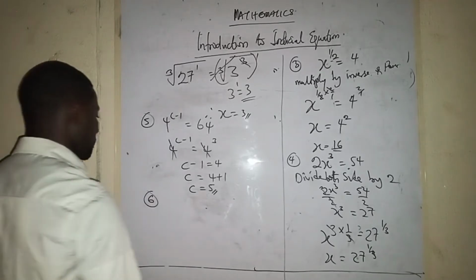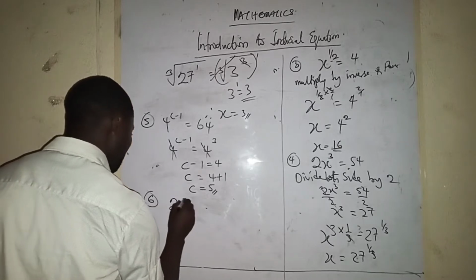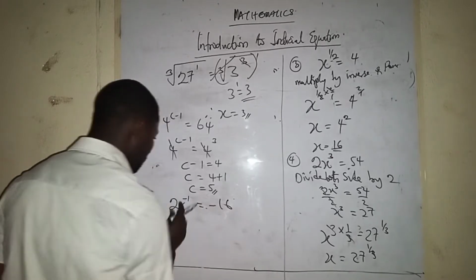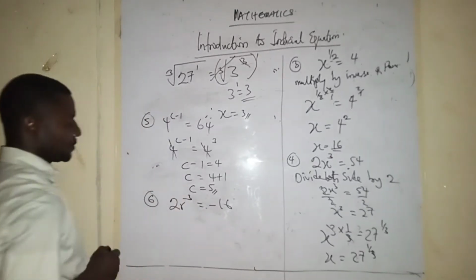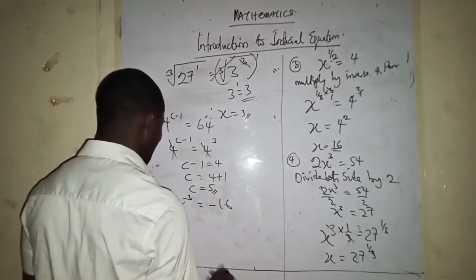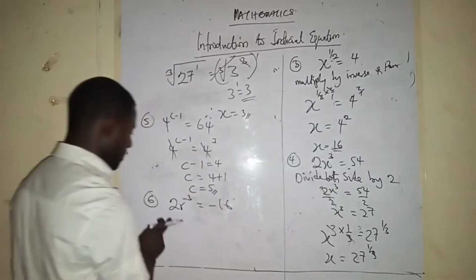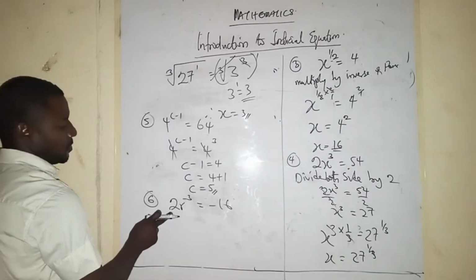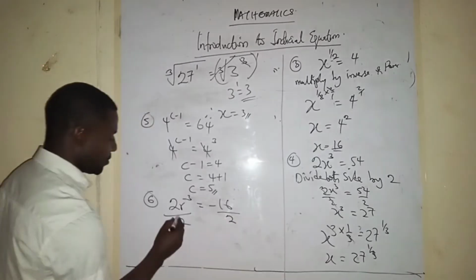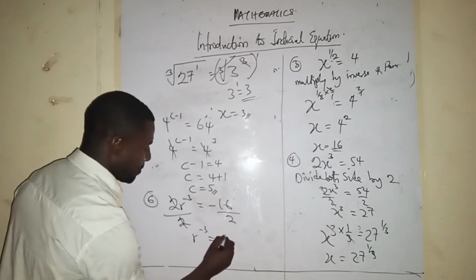Let's take another example. Example 6. You have 2r raised to power minus 3 is equals to 16. This one is just like this one here. They are similar. So what do we do? Divide through by 2. This is the equation of r raised to power minus 3. We divide through by 2. So what do you get? You have r raised to power minus 3 is equals to 8.